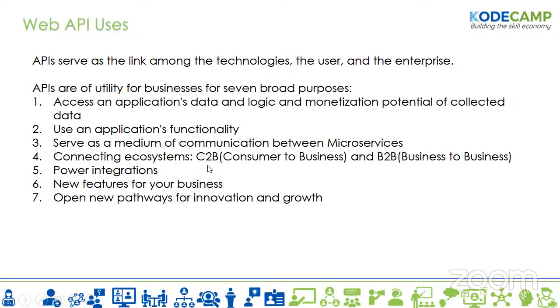When I said connecting ecosystems, we have consumer to business, which is one of those examples, and we have business to business. An example of consumer to business is an individual, for example, trying to use a bank app. The individual is the customer, you call it the consumer here, and the bank is the business. Now, you also have cases where a business sets its own code using another business's API.